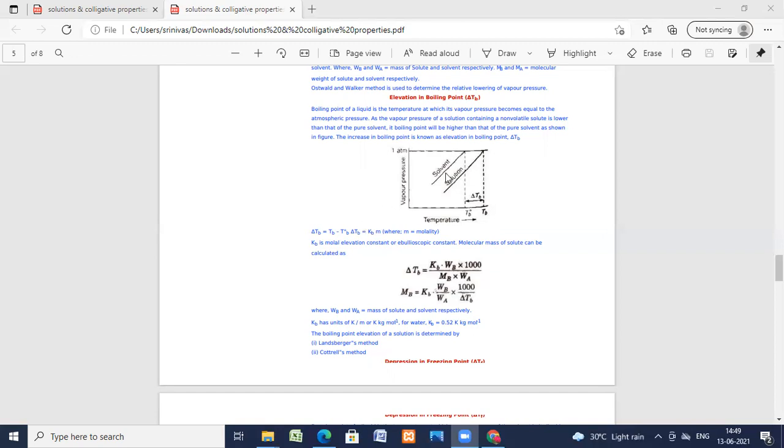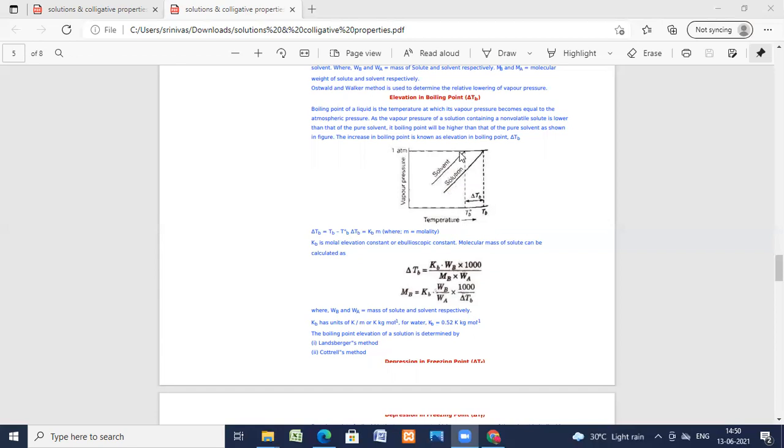Here we draw a graph, temperature versus vapor pressure. I have drawn it. Now for the solvent, this is the temperature. Here is the boiling temperature, 100 degrees. And after addition, for the solution you get near 103 or 110.